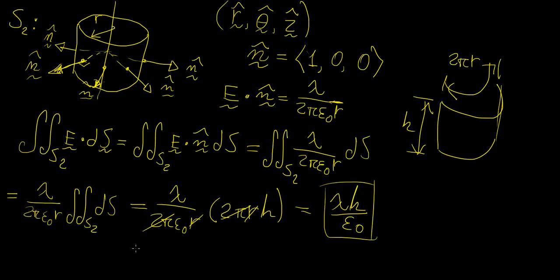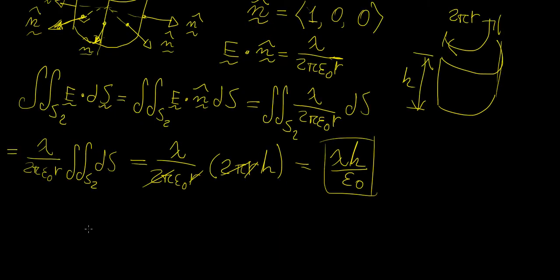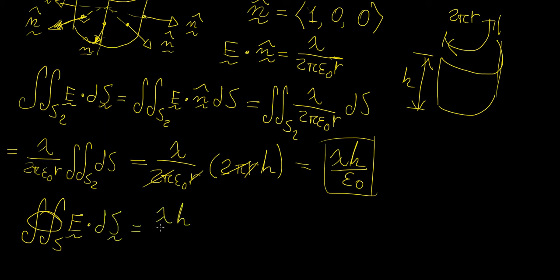So as it turns out, for this particular problem, our total flux integral for the closed surface is just going to be a constant value. It is only going to depend on the height of the cylinder, and lambda is the charge distribution across the wire, and this is just a constant. So this is our final answer.